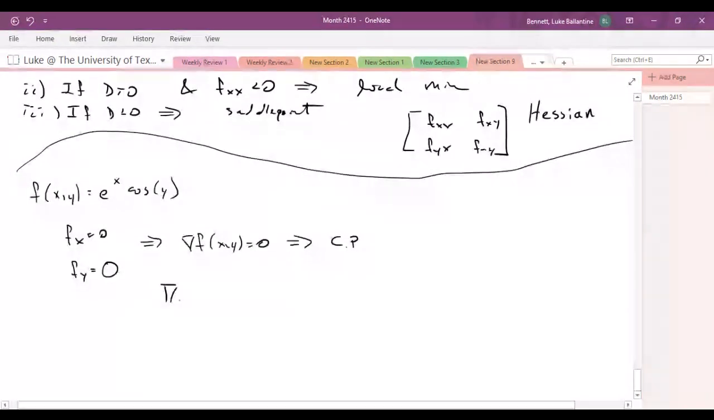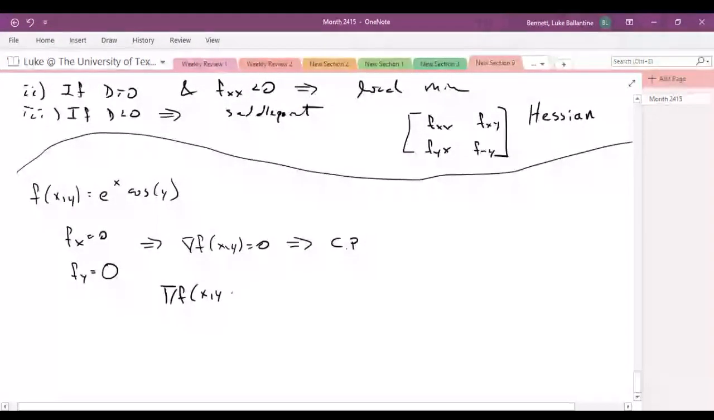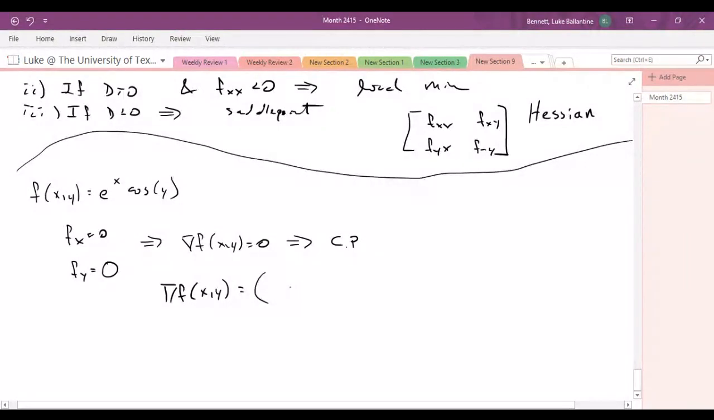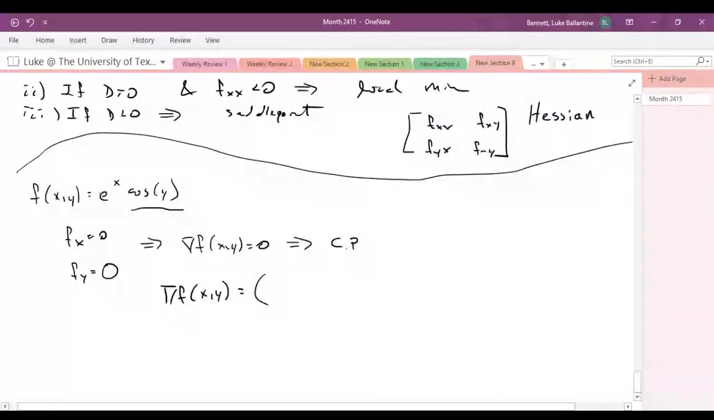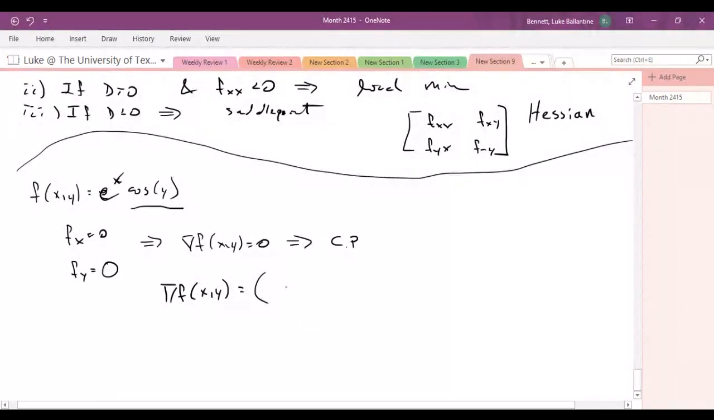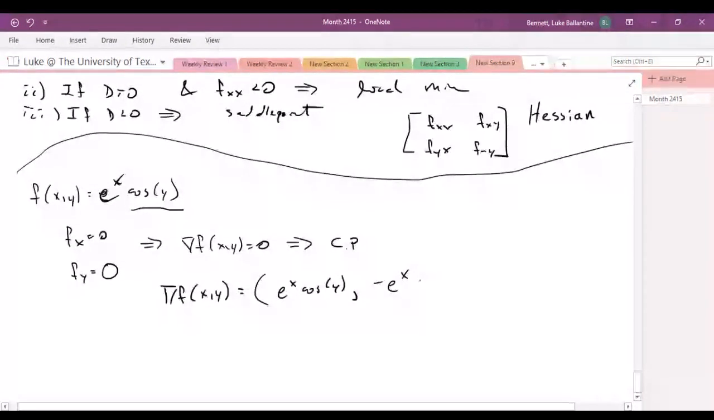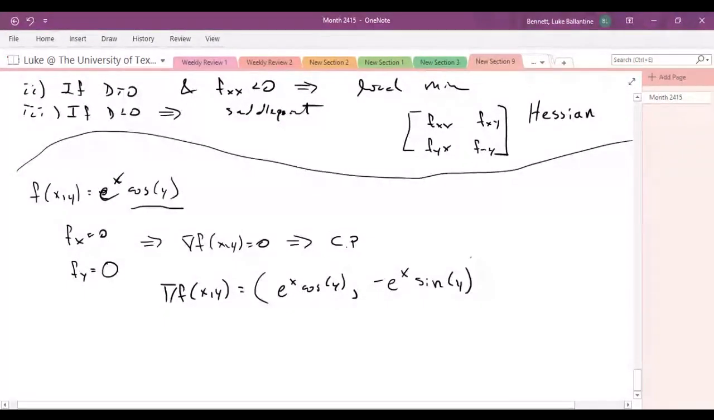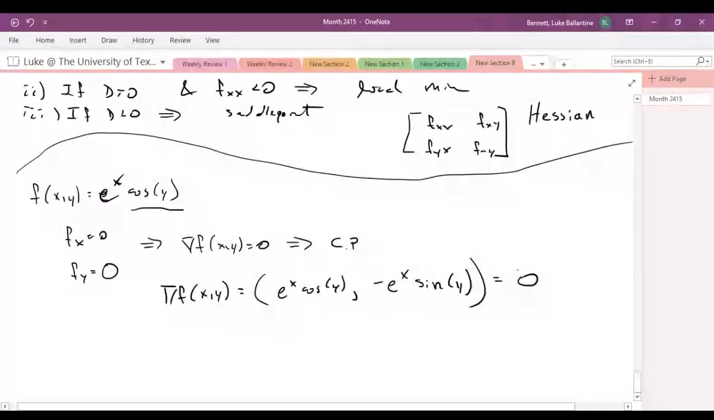All right, so let's calculate the gradient. Del f(x, y) is equal to the partial derivative of f with respect to x. Well, we treat cosine y as a constant and take the derivative of e to the x. So that's just e to the x cosine y. Now we take the partial with respect to y. We get negative e to the x sine y, because the derivative of cosine is negative sine. And we set it equal to 0, the zero vector, because the gradient is a vector.